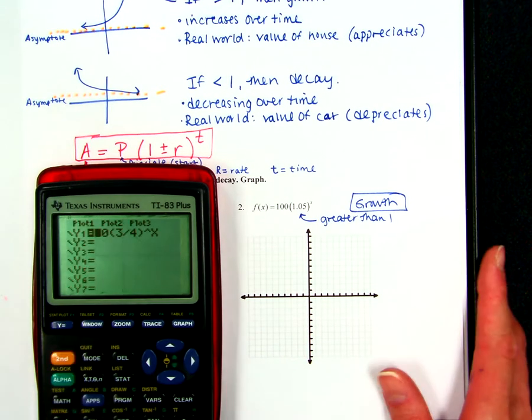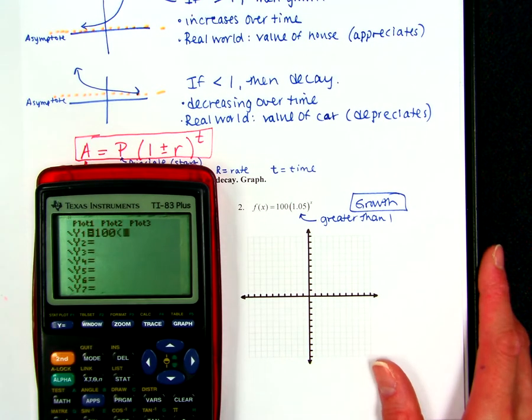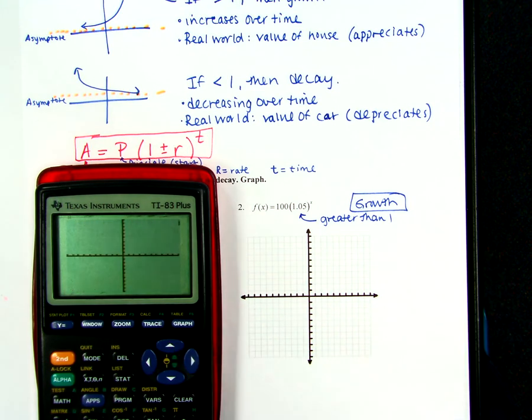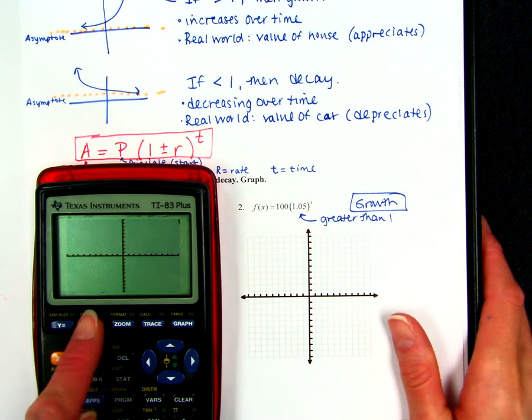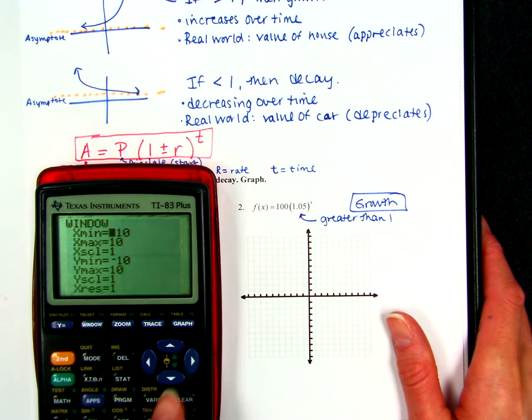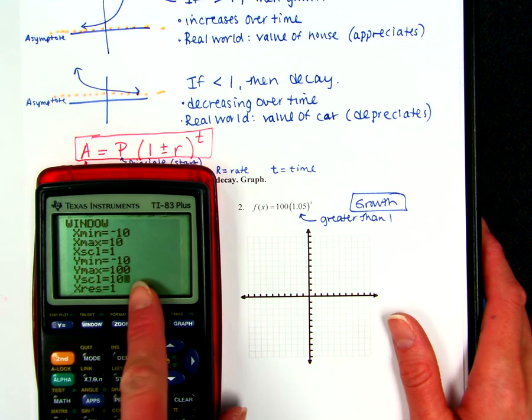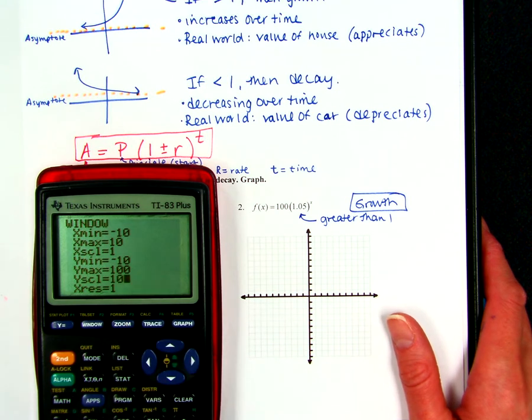Number 2, we've got 100 times 1.05 to the x. Now, this one is not going to show up on our graph unless we change our window. So you go to your window, and because it went up to 100, we need to make our y go up to 100. I'm going to count by 10, so you change your y max and your y scale. Then hit graph.